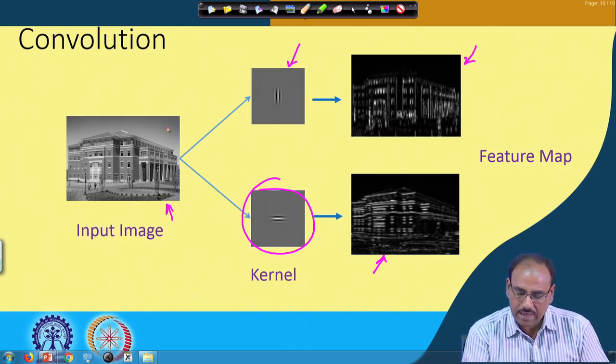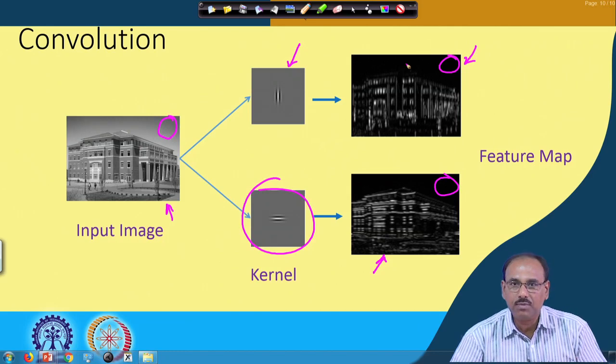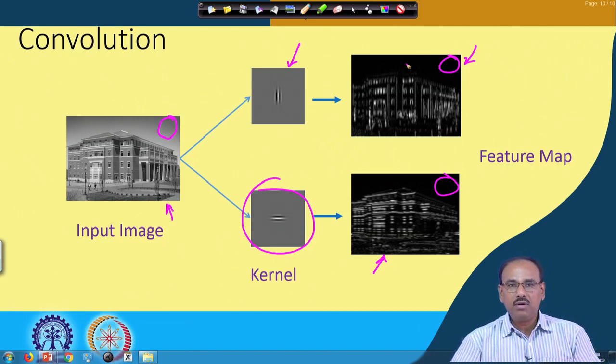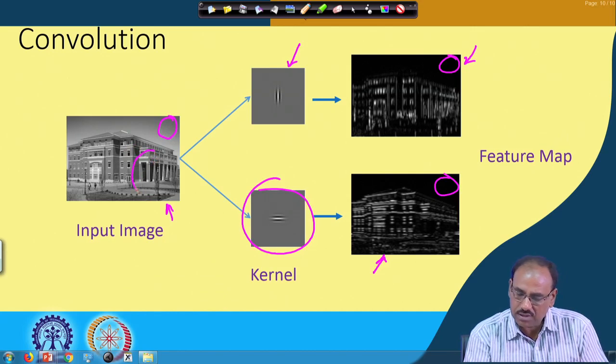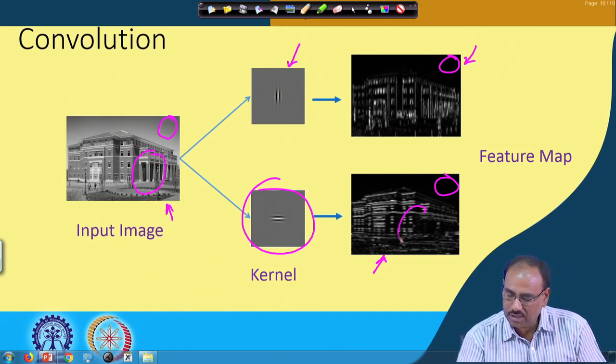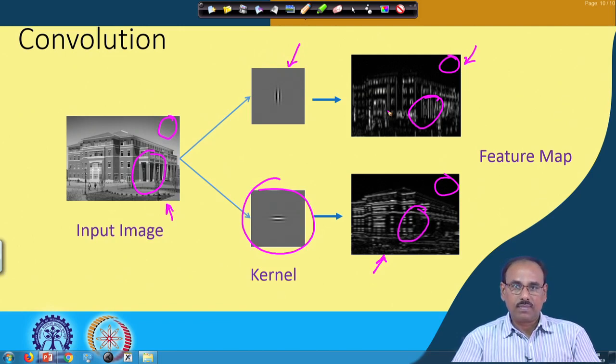Here you find that we have a uniform region, so in both of them the output has become 0. Where there is no structure in the input image, in the feature map I do not get any information. Whereas in all these areas where you have structures, I have important information in the feature map. So this is what convolution is.